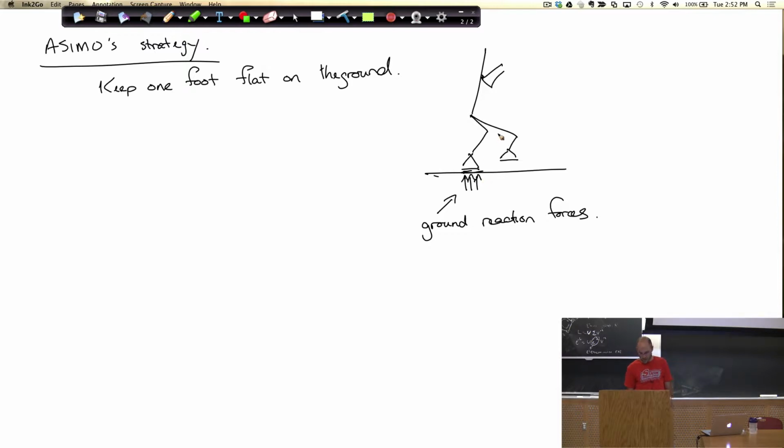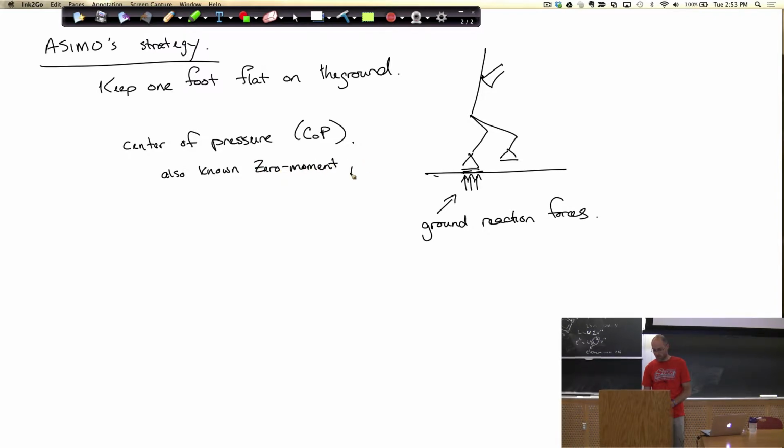There's a basic strategy, which is to look at your ground reaction forces and summarize these as some sort of net ground reaction force. You can compute what's called the center of pressure of those ground reaction forces, which is just sort of an average. This center of pressure is also known as the ZMP. You've heard of that, the zero moment point. There's subtle differences, but for the purposes here, they're the same. And the basic observation is if I can keep my center of pressure inside my foot, not at the edge, then my foot will not rotate. Okay?